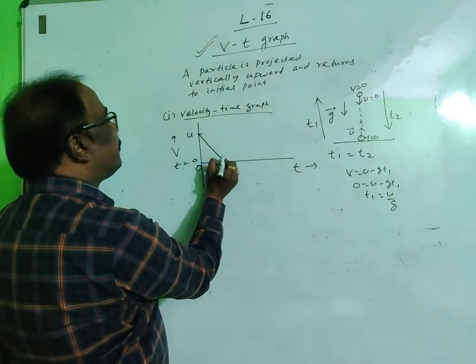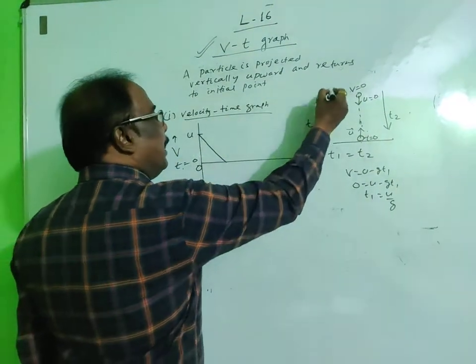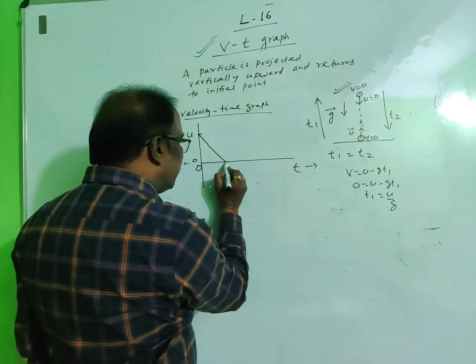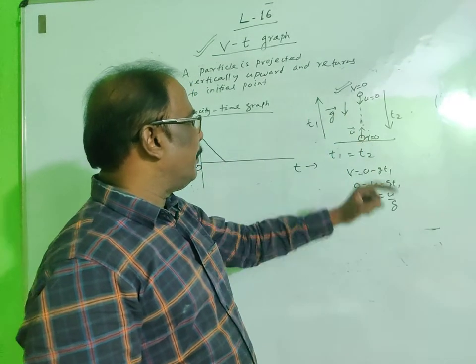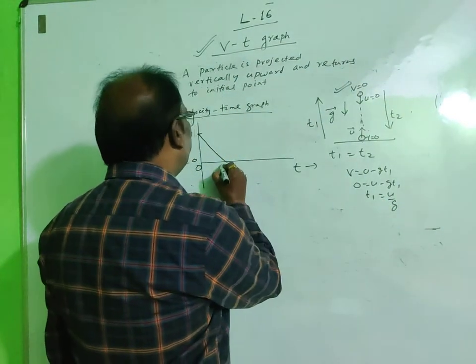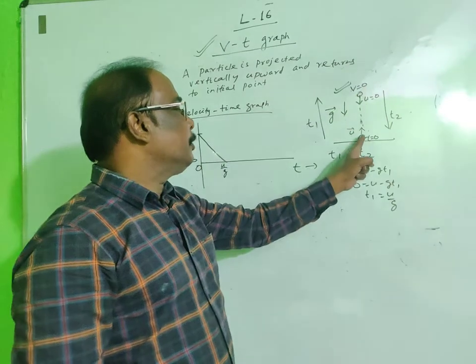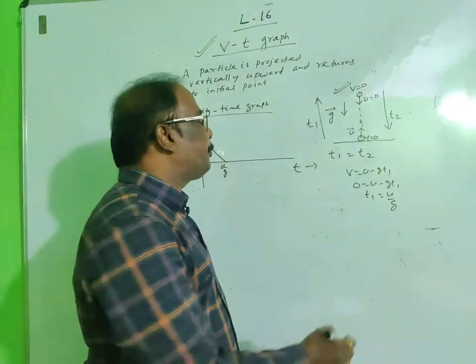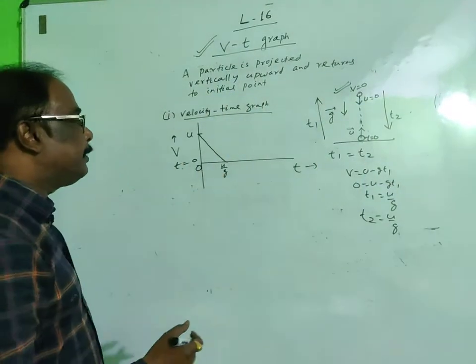See, the slope of the graph is negative. At the highest point, final velocity becomes 0. Then it again returns back to the initial point. This time is u by g. It returns back to the initial point at time t2, again t2 is equal to u by g. Time of descent is also u by g.